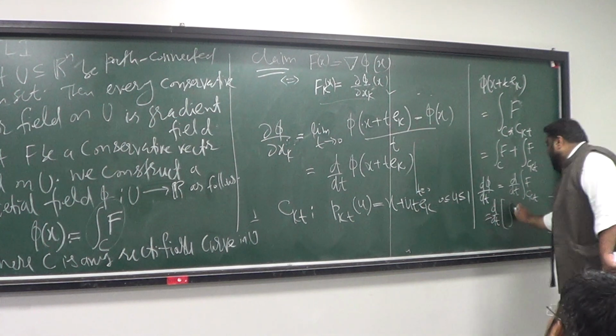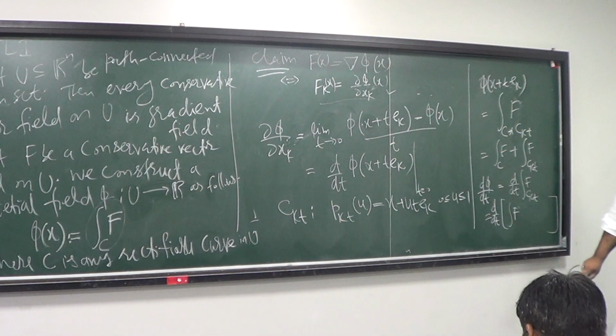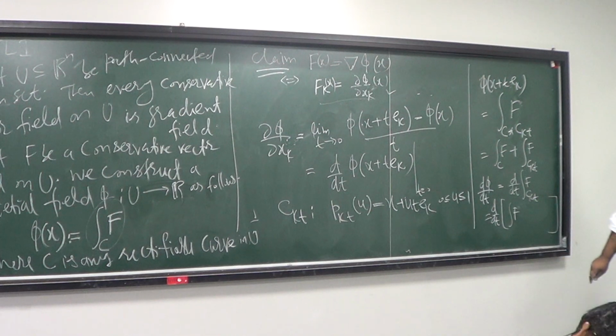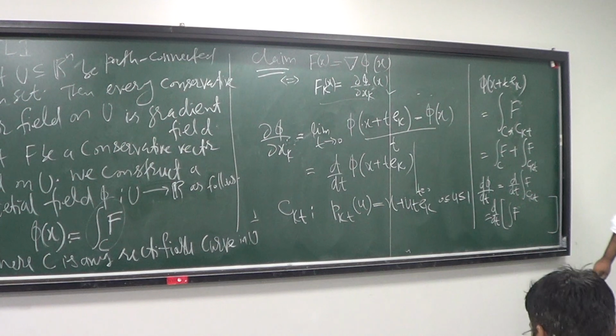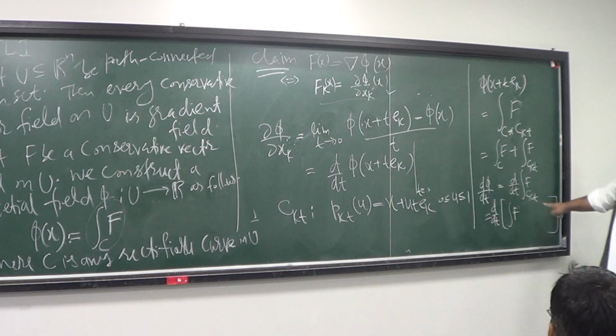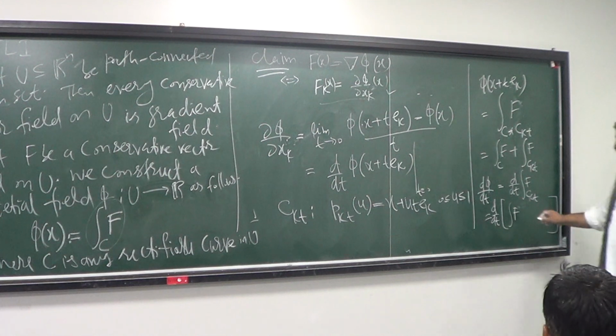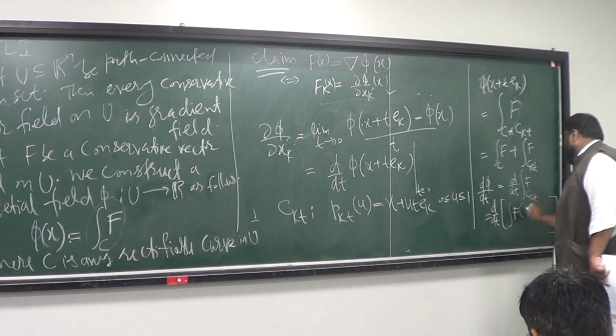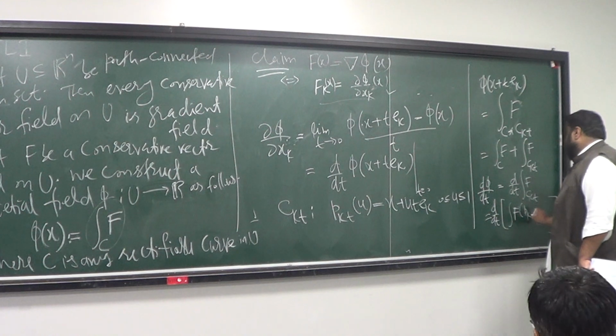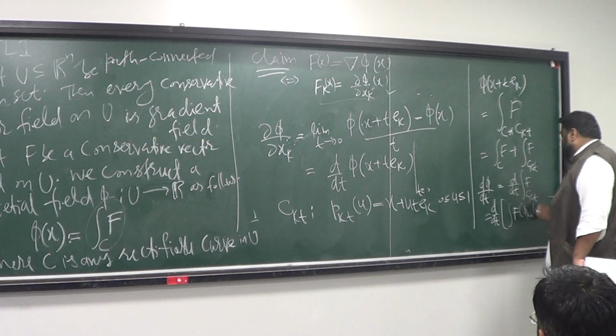So I need to evaluate f at a path, but which path? CKT. Okay, so it's the CKT path. So f of pk t of u. Shall I write there?